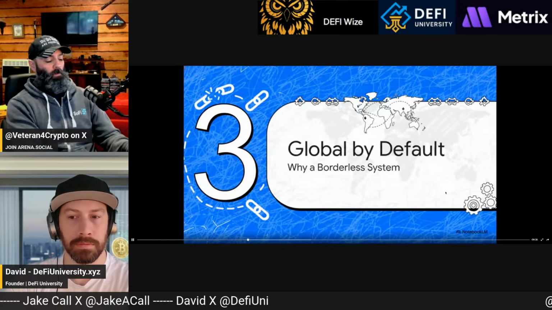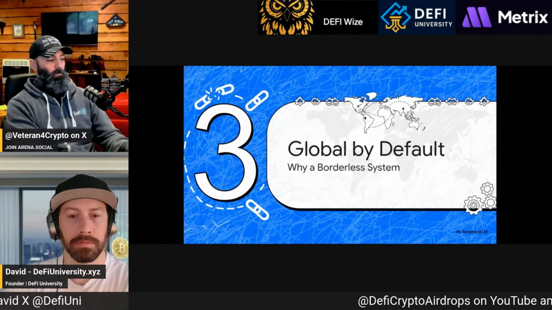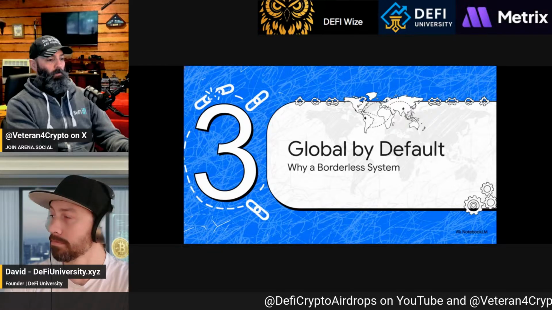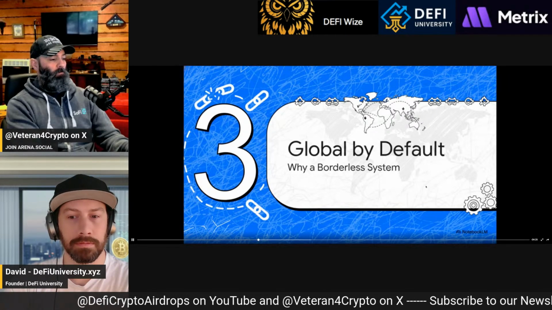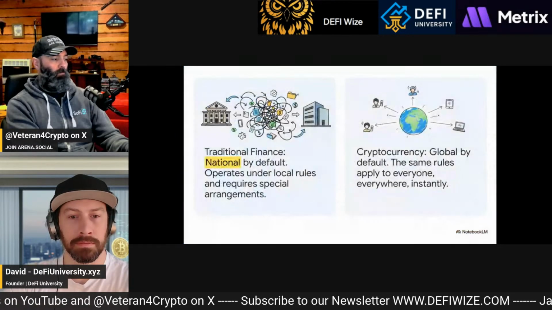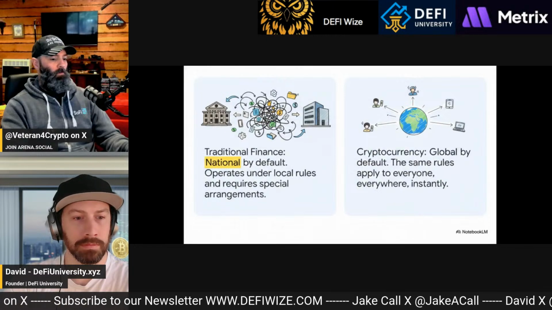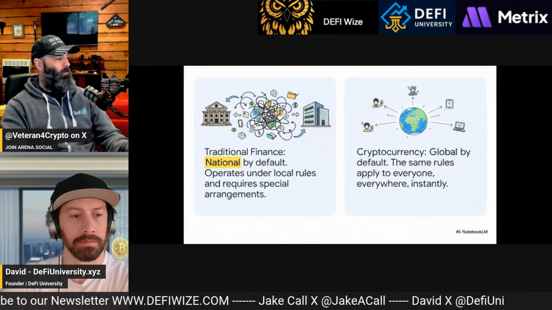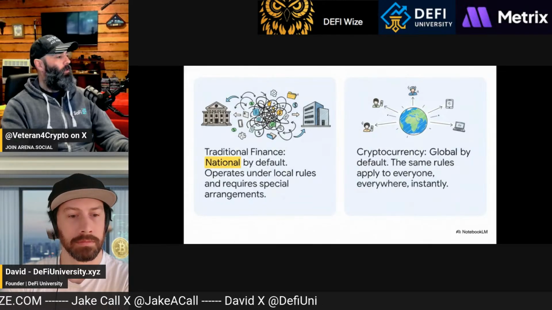Now, getting rid of these gates has another huge consequence. It completely erases borders. Traditional finance was built for individual countries. This new system was built for the entire planet from day one. Just think about it for a second. Traditional finance is national by design. A bank in Tokyo and a bank in Lagos are playing by totally different rules, and connecting them is the slow, expensive nightmare of correspondent banks.